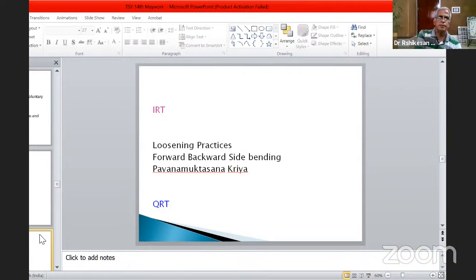Other practices are there. Loosening practices, forward, backward, side. Pavanamuktasana Kriya is there, you may be knowing. In the Pavanamuktasana Kriya, you are folding one leg, say the left leg folded in the Pavanamuktasana position with the chin towards the knee. The right leg you straighten, raise and rotate clockwise and anti-clockwise, 3 to 5 rounds each, with complete awareness, eyes closed. Then release that and go for the other side, with complete awareness.